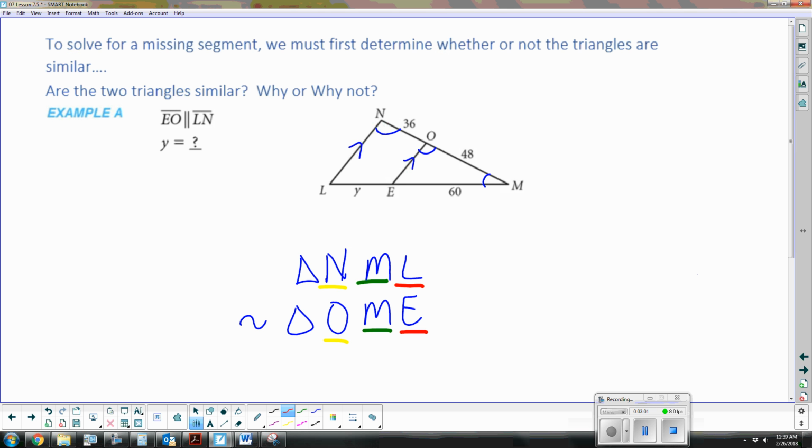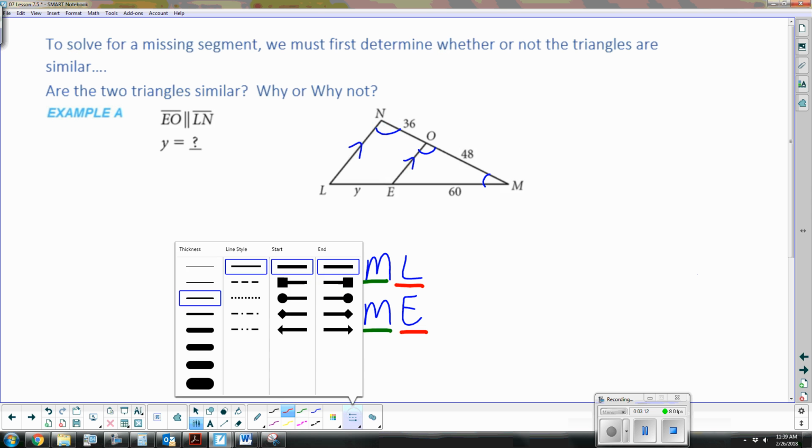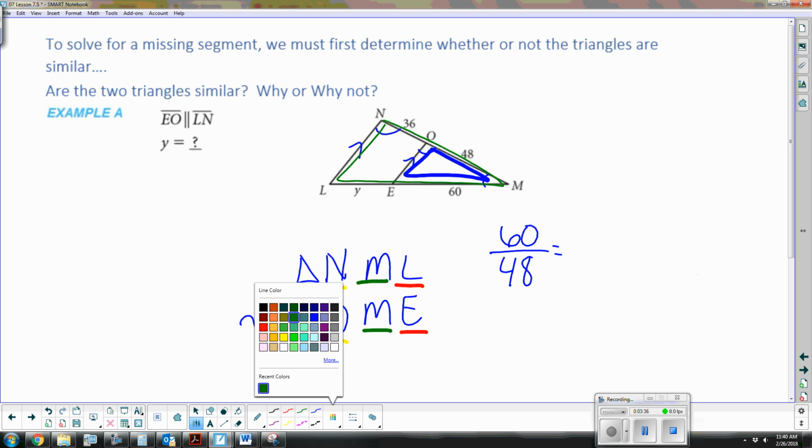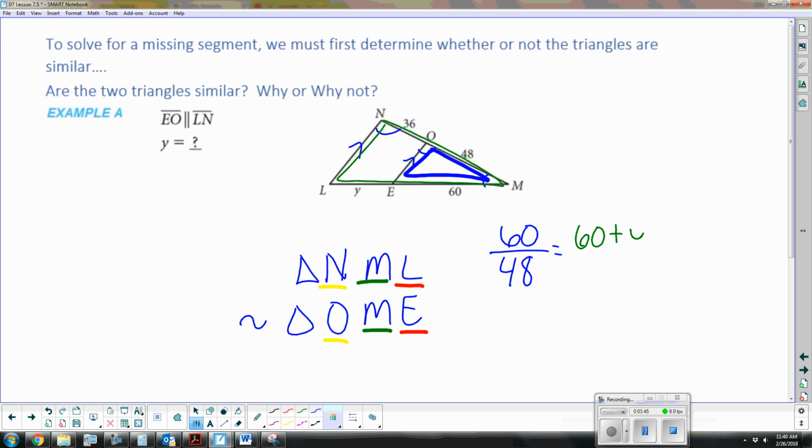Now that we know that these two triangles are similar, we can solve using proportions. What we've done in the past is set up a proportion, but we have to use the whole side of the triangle. So we have to look at this whole triangle and compare that to this triangle. In our proportion, we would say 60 to 48. That's our small triangle. And we use a proportional statement for 60 plus y, that's the whole side of the triangle, compared to 48 plus 36, which is the whole side of the triangle.